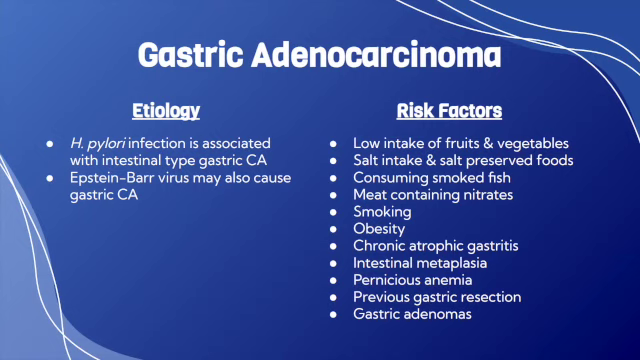Next, we have intestinal metaplasia. This is a transformation of the cells in the lining of your upper digestive tract, often in the stomach. Next, we have pernicious anemia. This is a decrease in red blood cells that occurs when the intestines cannot properly absorb vitamin B12. And the last 2 are previous gastric resection and gastric adenomas.